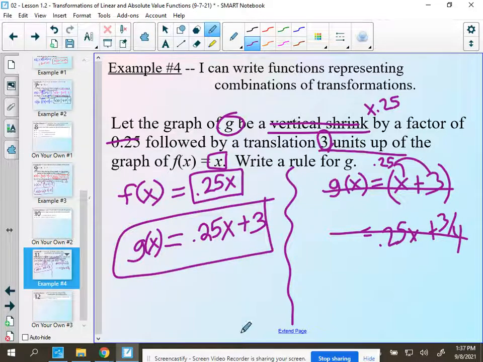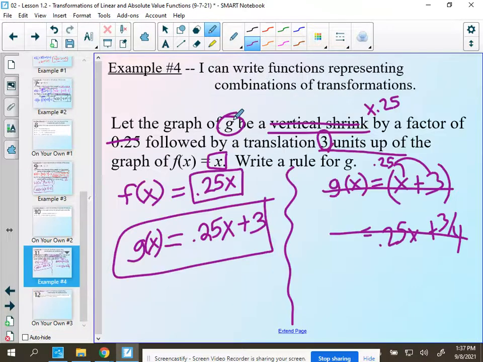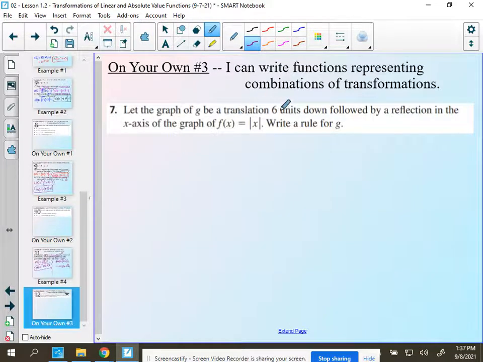Last one. Promise. I don't have anywhere else to go on the slides. Let's see, graph translation of 6 units down, followed by a reflection in the x-axis. These are all whole function ones, and maybe I should have come up with better examples. I think though, as long as you follow the order, you'll be okay. All right, so we're here, we might as well do it.